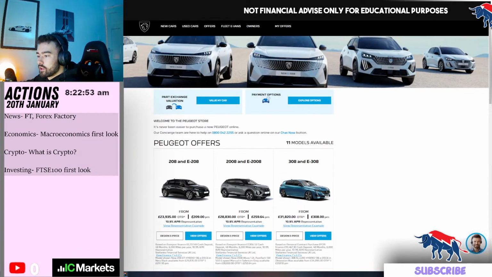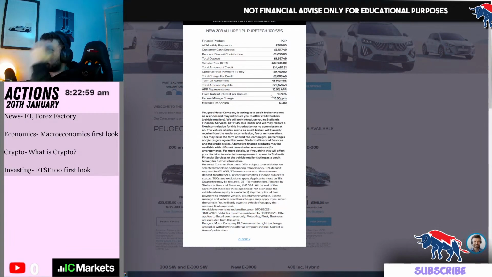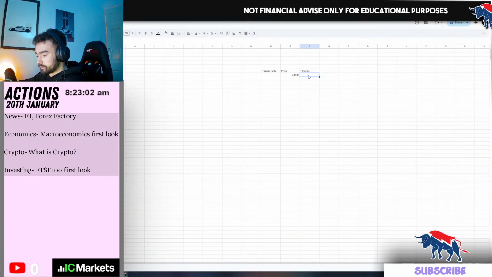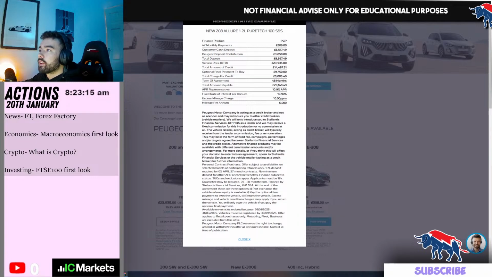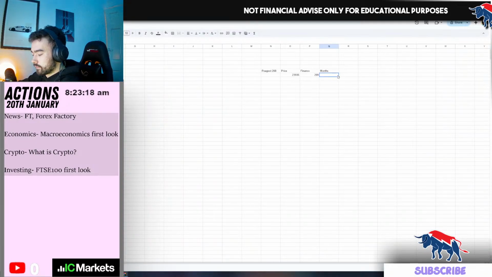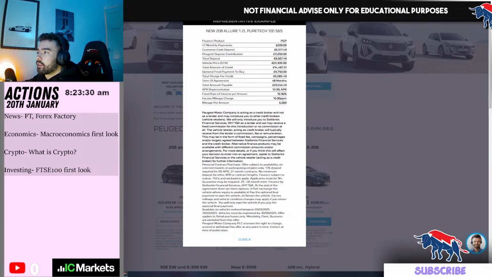Let's work it out, okay? 209 a month. Okay, and it's over 47. So 209. And this is bog standard. Months is 47. So the total would be 47 months, which is quite a significant time, isn't it? You'd have it for quite a long time. Is it 40 years? Sorry, 4 years. Yeah, it's 4 years.